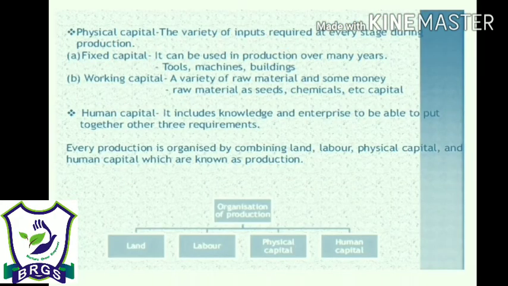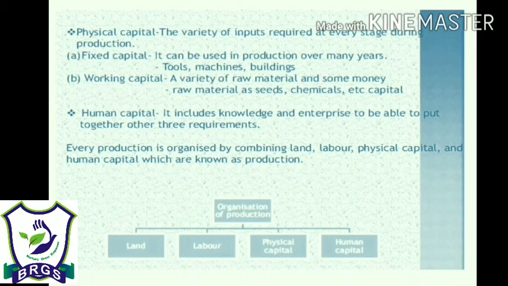physical capital. There are a variety of inputs required at every stage during production. So what are the items that come under physical capital? Physical capital can be further divided into 2 parts, fixed capital and working capital. Fixed capital are the inputs that can be used in production over many years. For example, tools, machines, buildings.